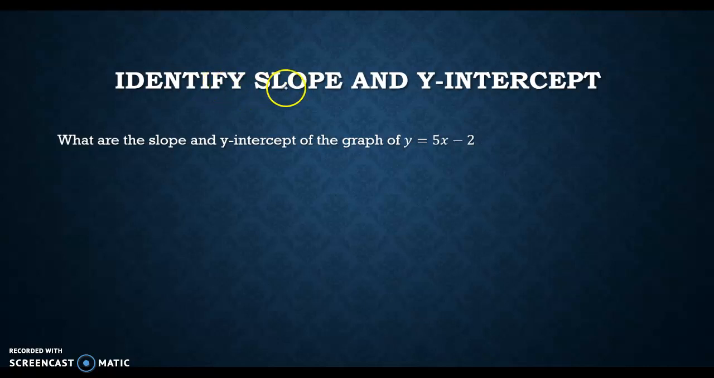Okay, so we know that m is our slope. So the form is y equals mx plus b. Our slope is always our coefficient. So I'm going to look to my coefficient. My coefficient is 5, and it is just the 5. The x does not go with it. The x is not my slope. The 5 is my slope.